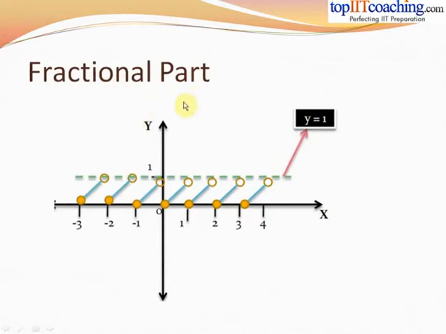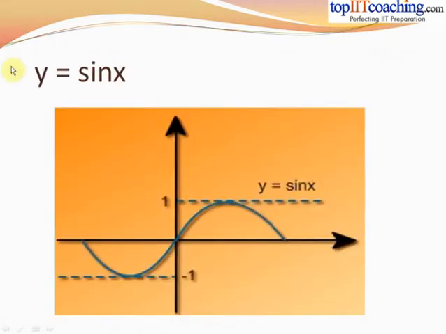Now, the fractional part always lies between 0 and 1. So, this is the graph of the fractional part, where this line is y equal to 1. It never touches the line y equal to 1, and the value always lies between y equal to 0 and y equal to 1. Now let's see some of the trigonometric functions.